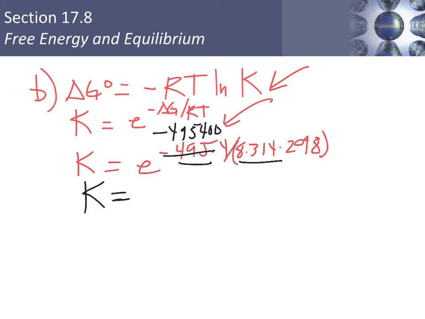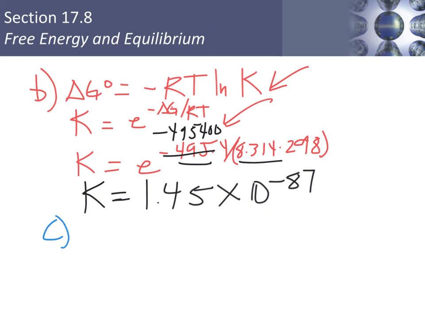E is the second function of the natural log key on your calculator. And when you solve, you get 1.45 times 10 to the negative 87th. Very tiny, much less than 1. Very reactant favored. And that matches up with our delta G from part A being positive, a non-spontaneous process.